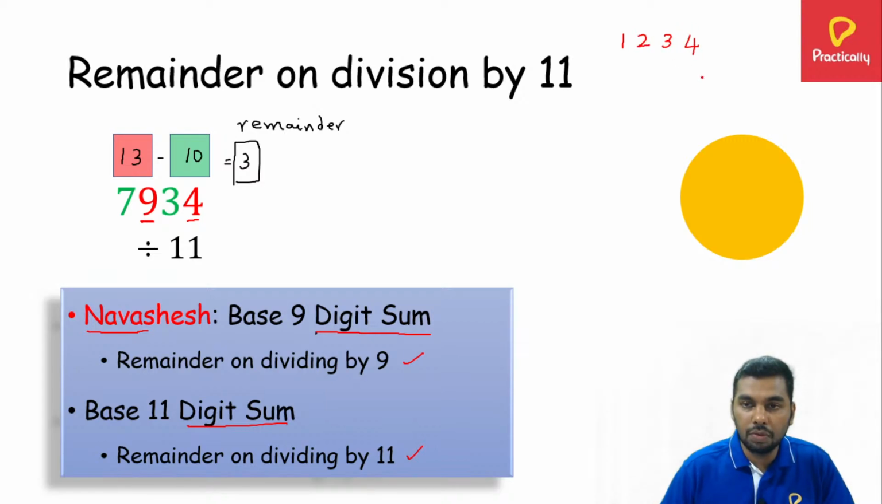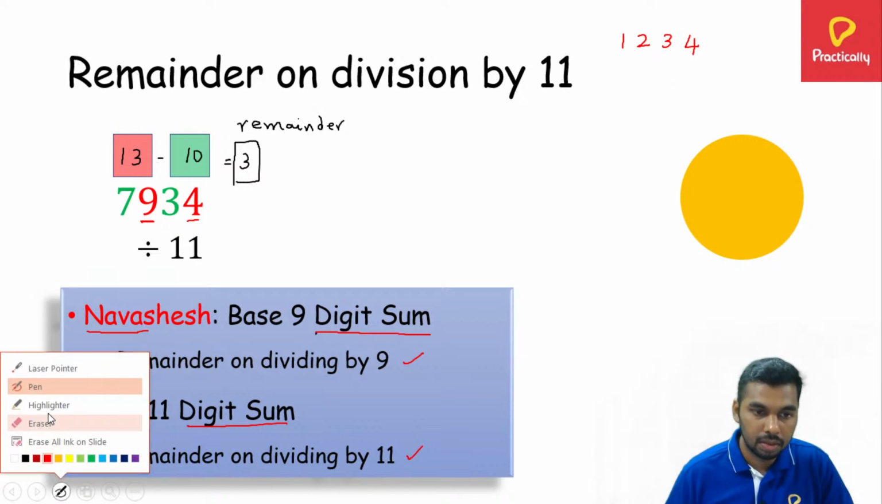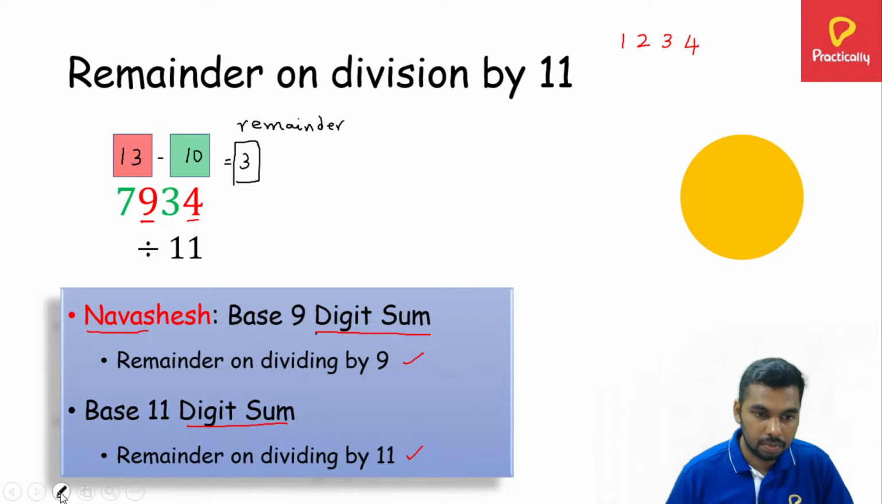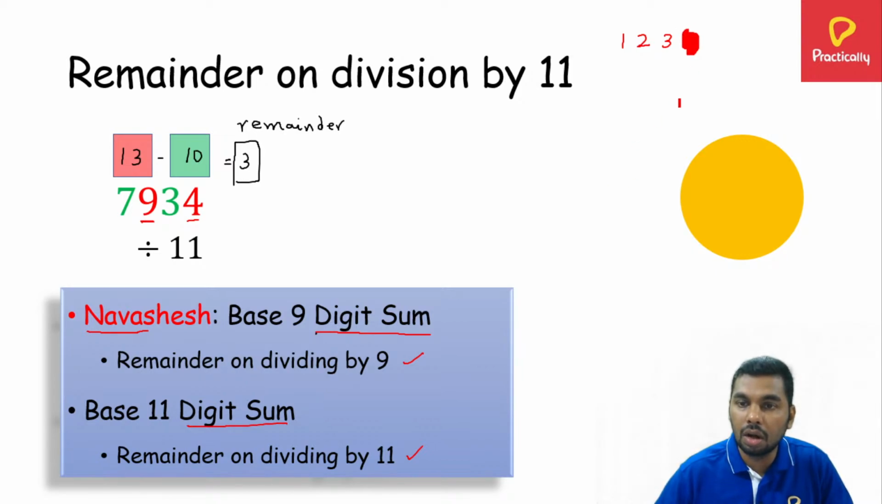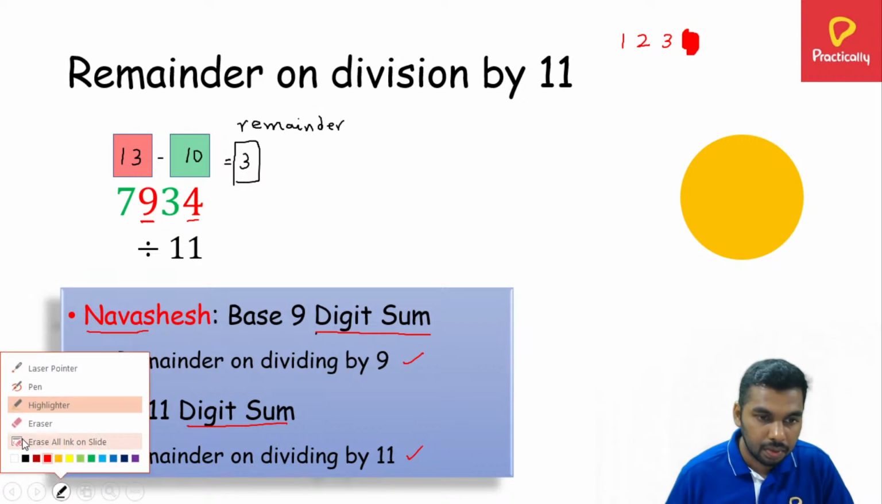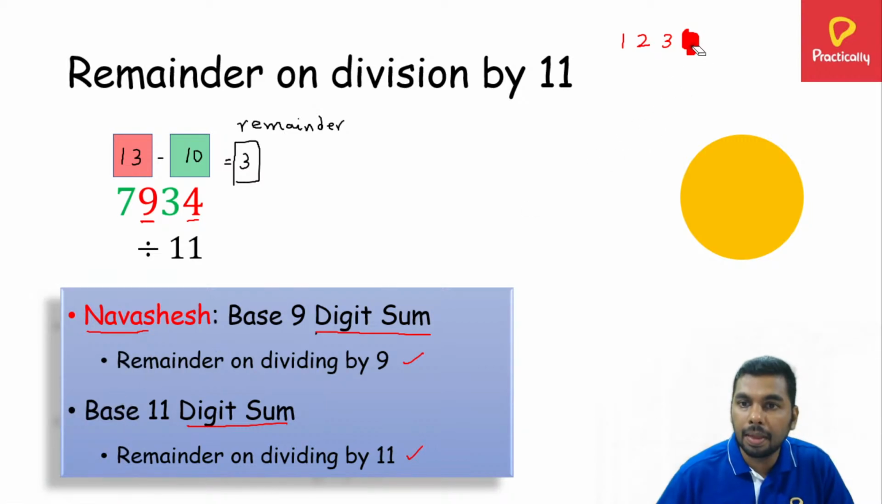In this 1, 2, 3, 4, I'll use a highlighter. Let me use red. Not sure if it is going to show. Okay. Sorry, this highlighter is bad. Okay, so let me go back to the pen itself, and I'll just put squares and circles.